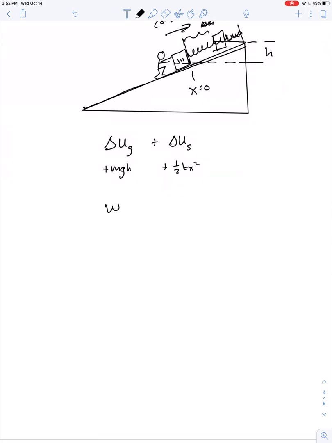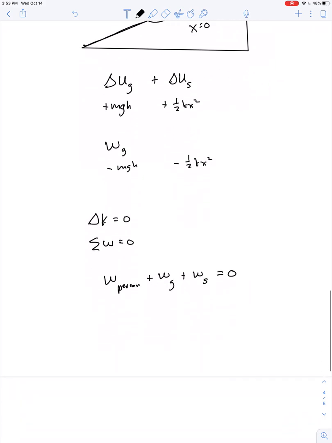Now the work done by gravity would then be negative mgh, and the work done by the spring would be negative 1/2 kx squared. So how much work is being done by the person, by their applied force? Well, if the block is pushed with constant velocity, then that means the change in kinetic energy is equal to 0, which by the work-kinetic energy theorem means the net amount of work has to equal 0. So the work done by the person plus the work done by gravity plus the work done by the spring all has to equal 0.